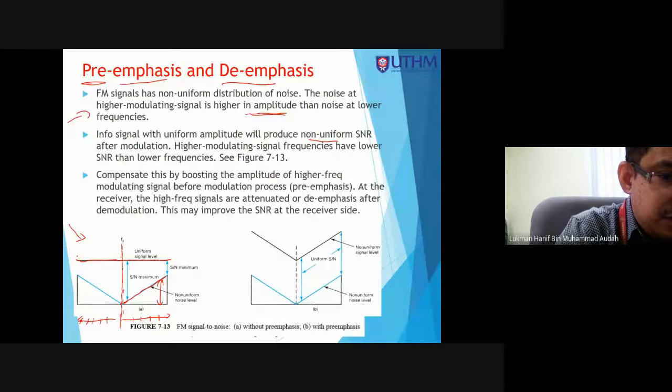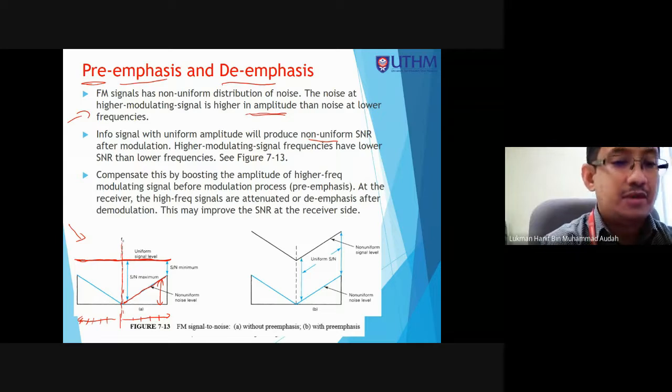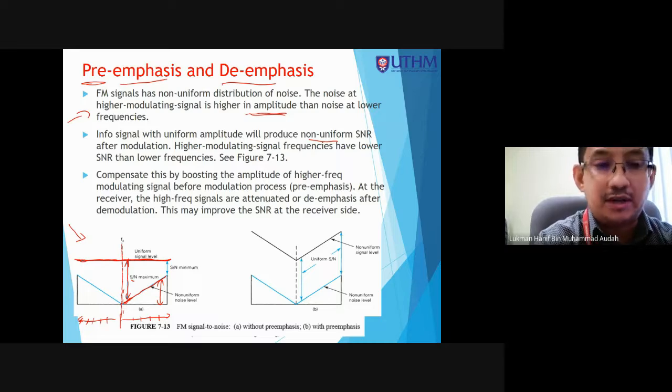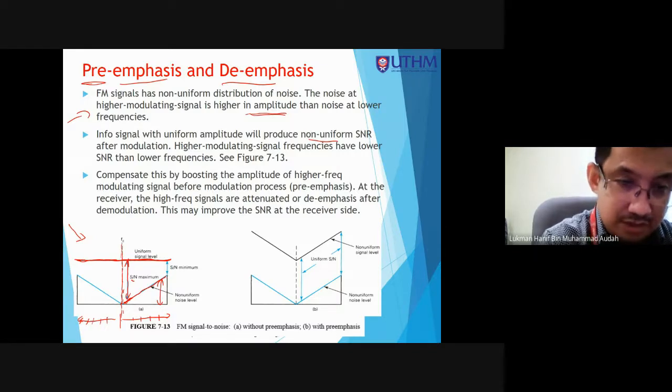So that's why it is said that the signal is uniform. Therefore, if you see from here, untuk nilai FM yang kecil, kita dapat lihat bahawa ni signal level over noise level lebih besar. Maknanya SNR itu besar, lebih baiklah. Kalau kita menggunakan FM nilai modulating signal frequency yang besar, maknanya noise level akan semakin besar.